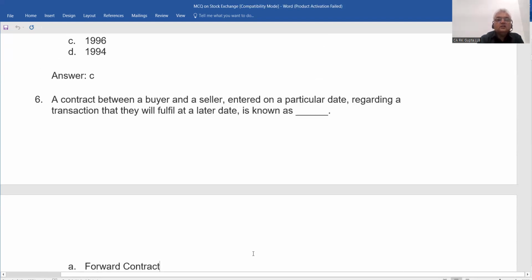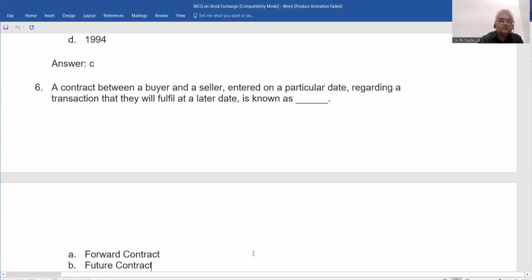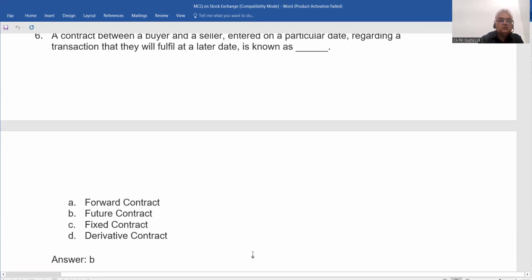A contract between a buyer and a seller entered on a particular date regarding a transaction that they will fulfill at a later date. So there is a contract between a buyer and a seller. They enter it on a particular date, but they'll say, okay, we'll perform it later. So this is known as what type of contract? इसको क्या बोलते हैं? Future. Forward. हाँ जी, क्या बोल रहे थे आप? हाँ, फॉरवर्ड बोल रहे थे, लेकिन हाँ ठीक है, स्टॉक मार्केट में फ्यूचर कॉन्ट्रैक्ट है, ठीक.